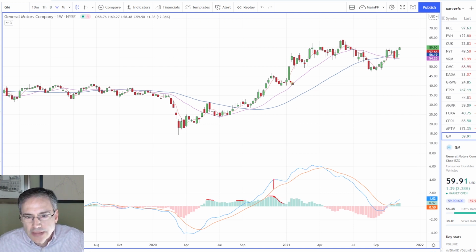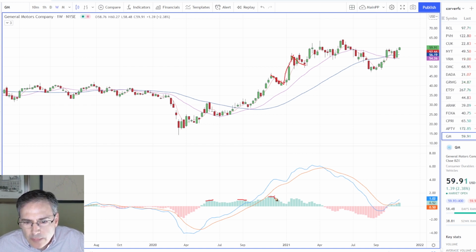And so that type of pullback, I think, is something we want to be on the lookout for. So every time the histogram makes a new high, we want to buy a pullback like that. Now, notice what happened after that. We got a pullback and then we went to a new high and then we got another pullback.